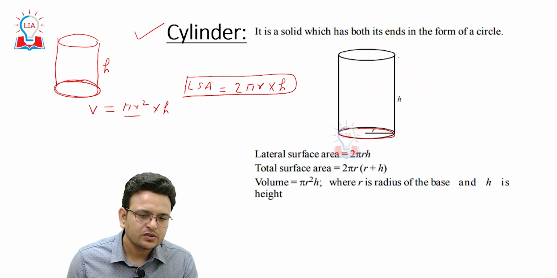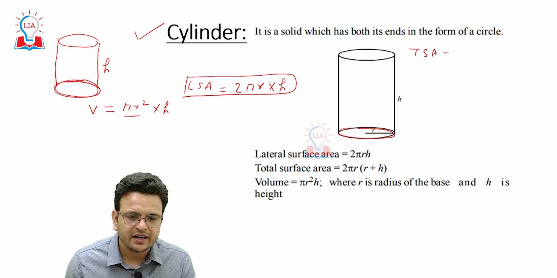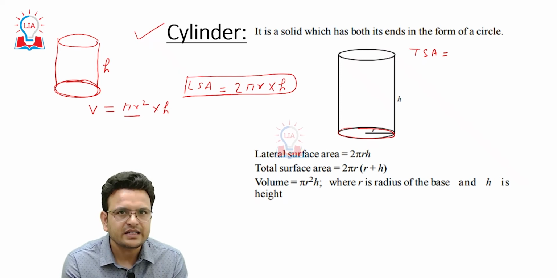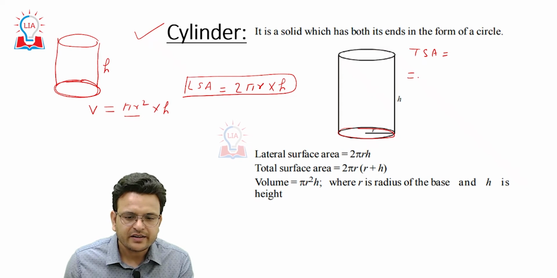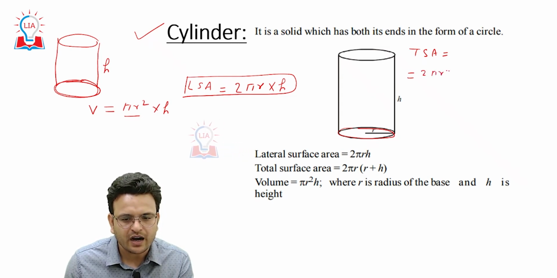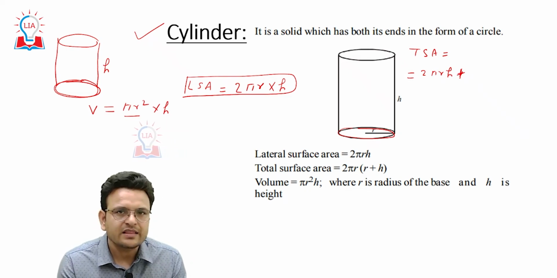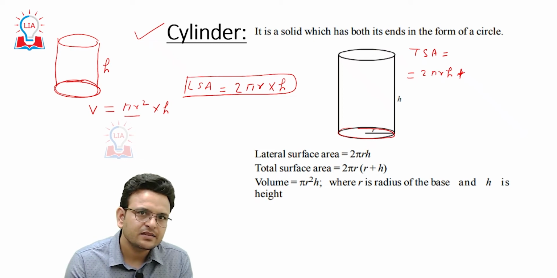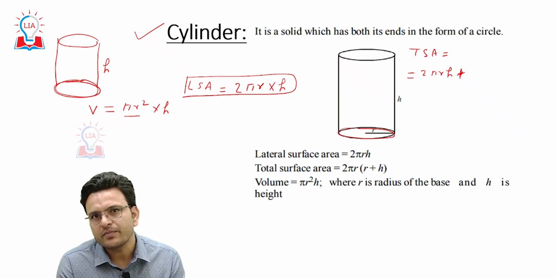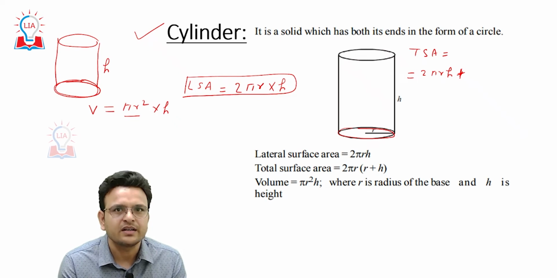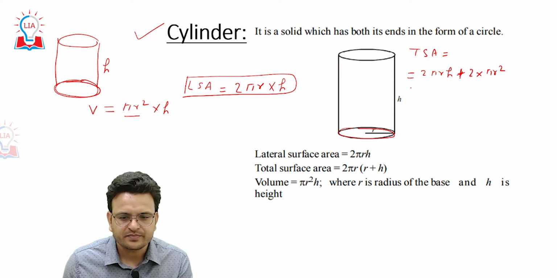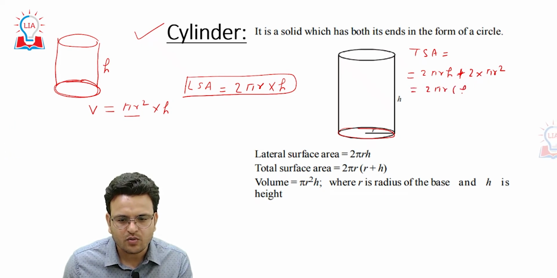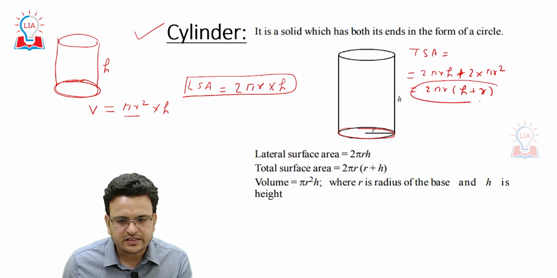When we talk about total surface area, we are taking the entire body of the cylinder. In the entire body we have to take the lateral surface area, that is 2 pi r h. We also take the base and the top of the cylinder. In the base we have one circle, and at the top we also have one circle. We have two circles, and the area of the two circles is 2 pi r square. So taking 2 pi r common, we get h plus r. So this is the total surface area.